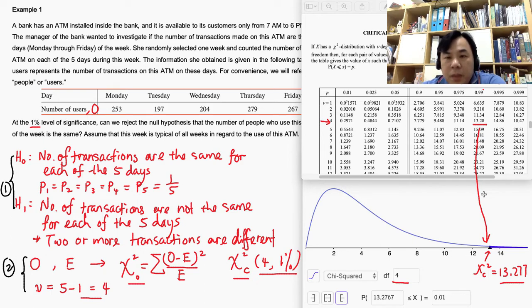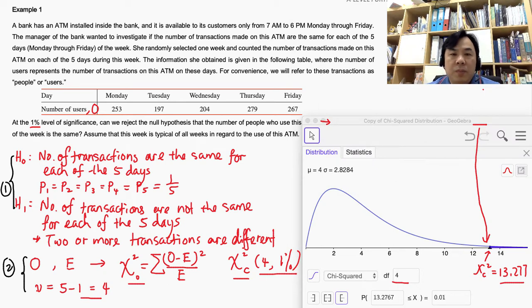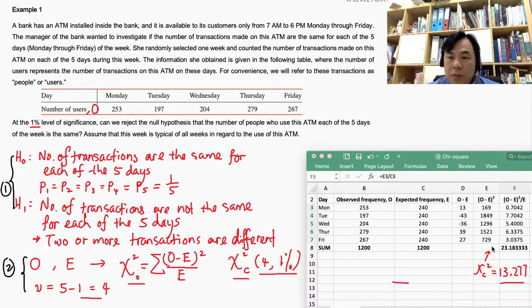Okay. So since we know that the critical value is 13.22, we are done with this now. It's 13.22. And then our observed, if you refer back, our observed chi-square is 23.18. So what does that mean in this case?